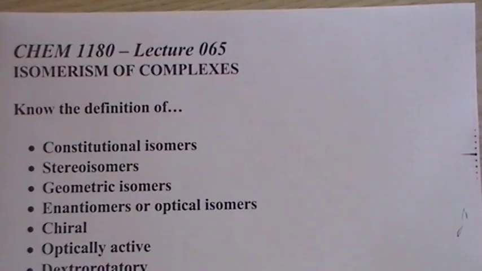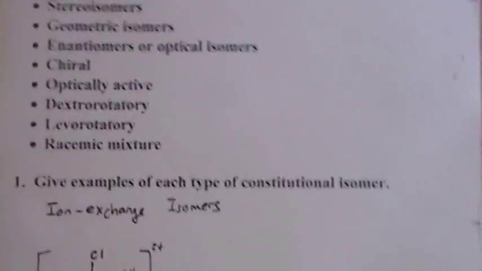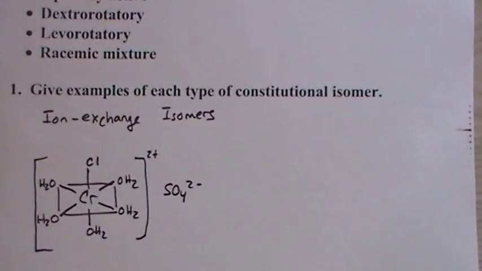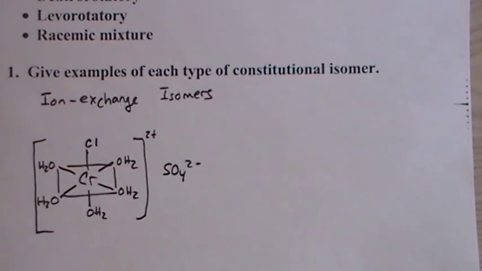Okay, for this lecture we got a lot to cover, so I'm going to move fast. There's different types of constitutional isomers. They're each mentioned in the book somewhere, but they don't delineate them very well in the chapter, so I'm just going to show you each of them.